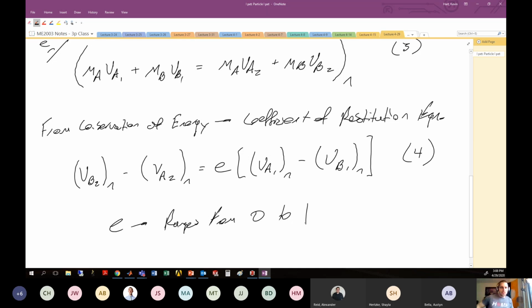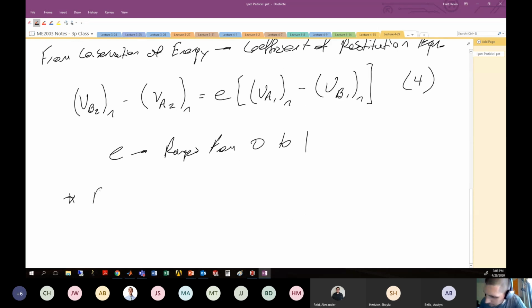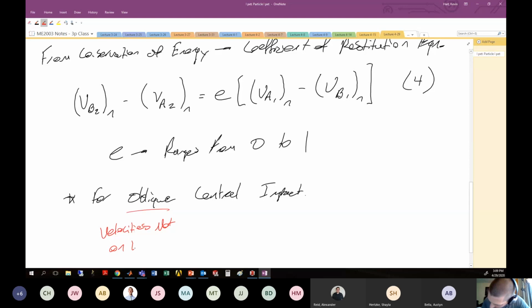Okay, and these 4 equations were specifically for particle motion with oblique central impact. And we made some definitions for what it means to be an oblique impact. That is that the velocity is not on the line of impact. And central, meaning that the masses are on the line of impact.